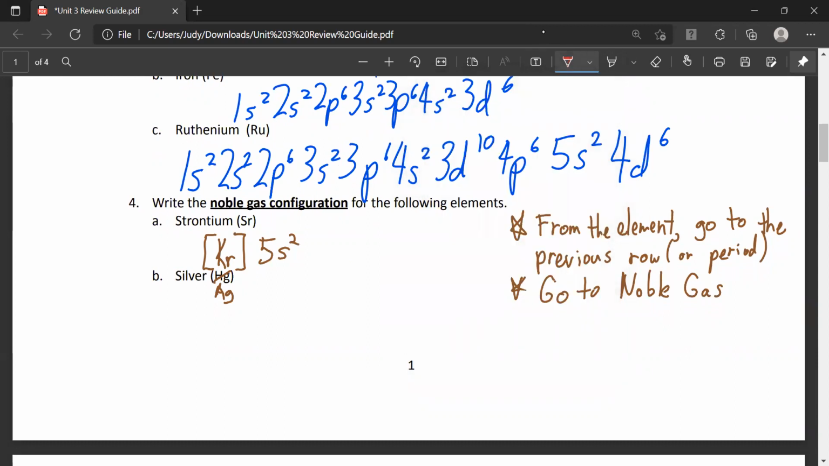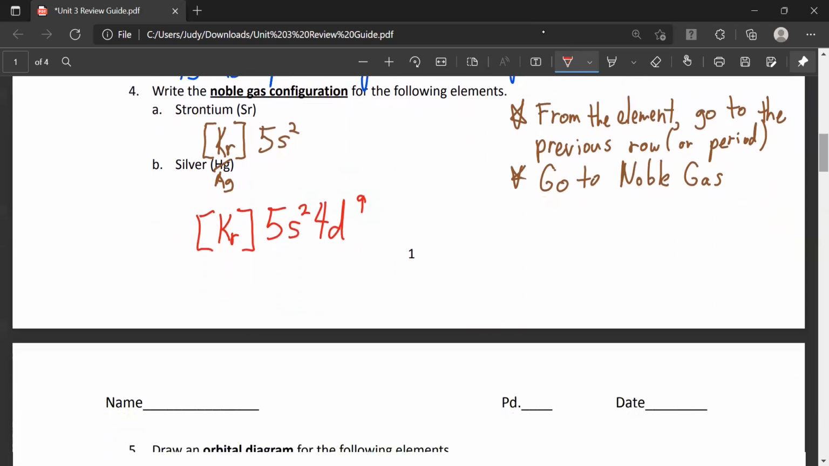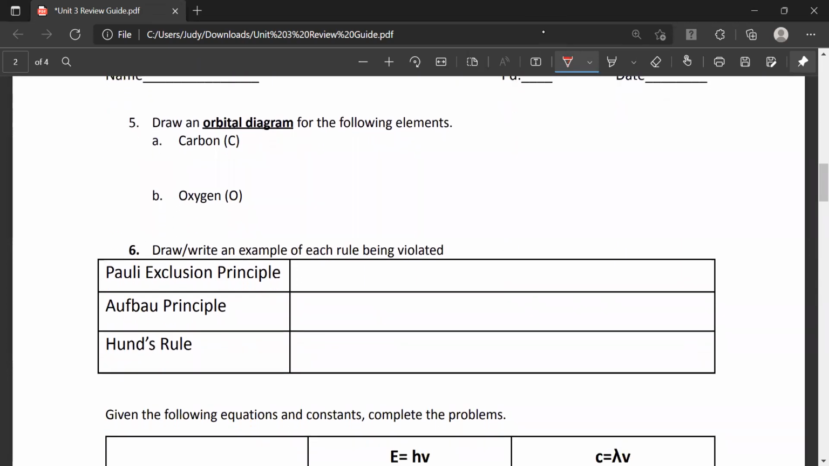So silver is going to have the same noble gas following with 5s2 and 4d9. Now, in an electron configuration, proper way of solving it, this is not the correct answer. But for our case, we're not going to do a special case, but we're just going to keep this as our answer, because this is how I taught you guys in class. So there you go. So now let's move on to the next question.